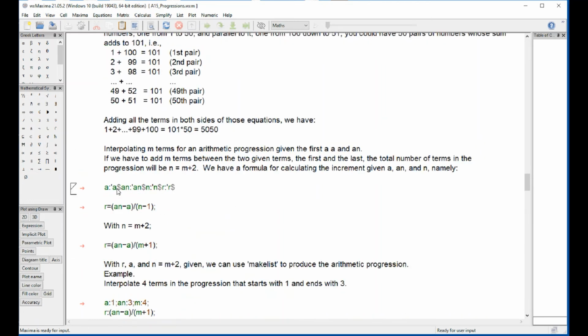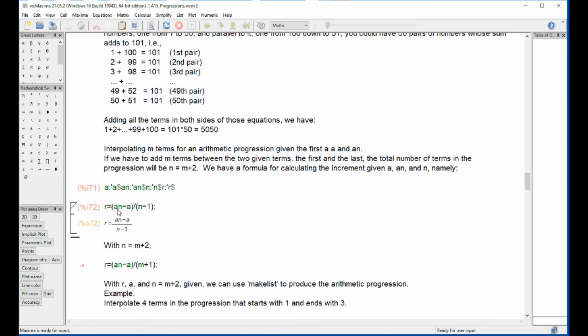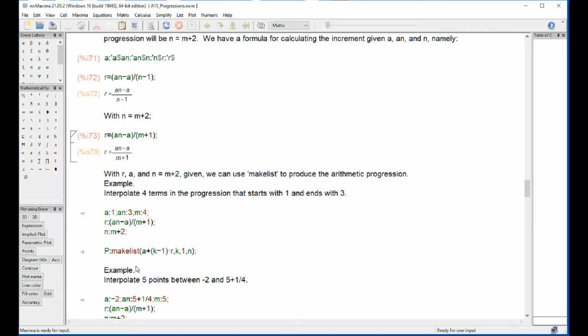Interpolation. I'm going to clear the values of a, n, and so on. The increment is equal to a_n minus a_1 over n minus 1. Now, if we know the first and the last term, we're going to interpolate m numbers in between. Basically, we end up with a sequence that has n plus 2 numbers, and so we replace n plus 2 here, and we end up with this equation to give us the increment. With that, then we can proceed to calculate the terms.